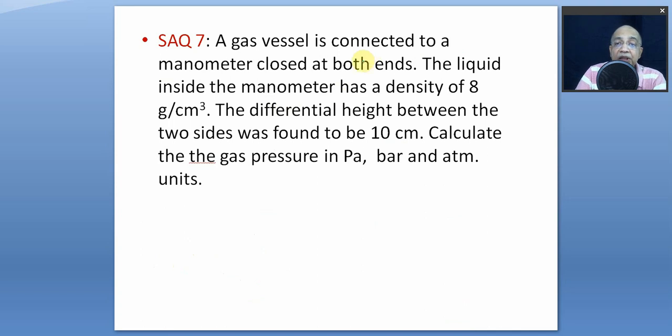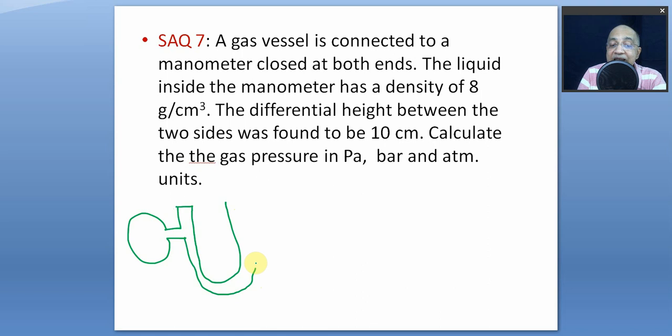Then let us take up another one where we have to find out in Pascal, in bar, in atmosphere, right? A gas vessel is connected to a manometer closed at both ends. So this is a different type of manometer where it's closed at both the ends. And obviously the right column will be higher, because this is vacuum, there is nothing, no pressure. In this case, the right column will definitely be at a higher level than the left column, because there is gas which will press. There is nothing here. So this differential height given is 8 centimeter of a liquid, not mercury. It is a liquid whose density is given.